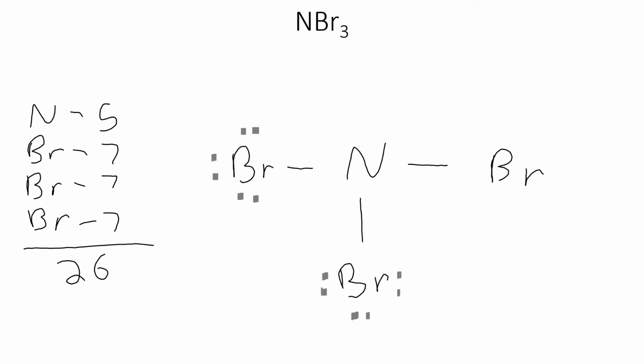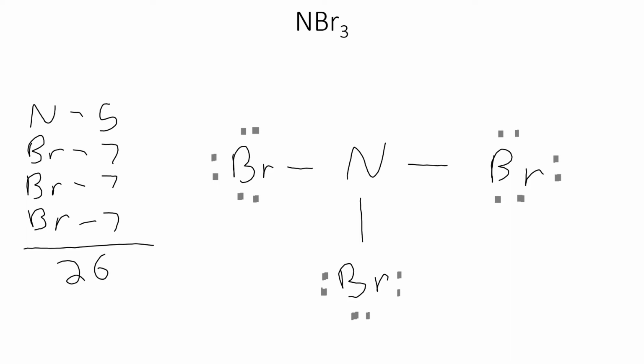Bromine on the right, same thing, 3 lone pairs. And remember, the lone pairs are not going to be positioned in that space between the two atoms because these lone pairs belong exclusively to that specific atom. They're not being shared. So now we're ready to go through our checks.